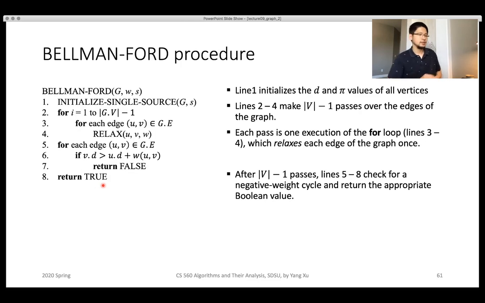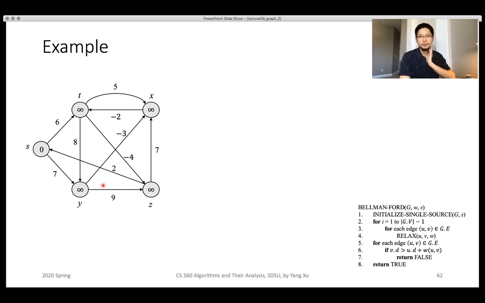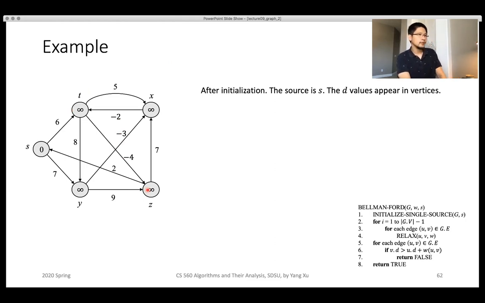I guess it's easier to understand how this algorithm works using a simple example. The code is shown here, and we use a simple directed weighted graph in which there are negative weights. First of all, it's the initialization. The initialize single source procedure will initialize all the d values to infinity except for the source vertex, and it also initializes all the parent attributes, the pi attributes, to none.